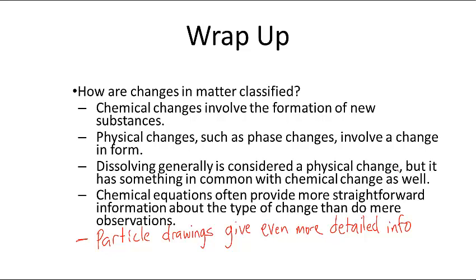We've been looking at chemical equations, and they often provide more straightforward information about the type of change than mere observation. So if you look at the chemical equation, you're going to get more information than you would just from observing the change in the lab. And those particle drawings, the particulate representations, they give even more detailed info. That's why I really like them. They take a chemical equation and really visualize what's going on at the atomic level.